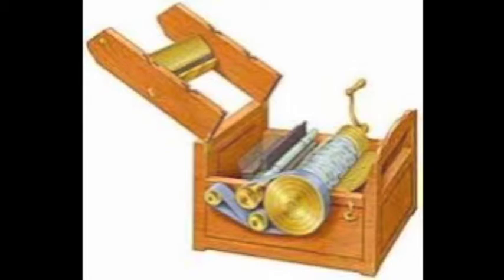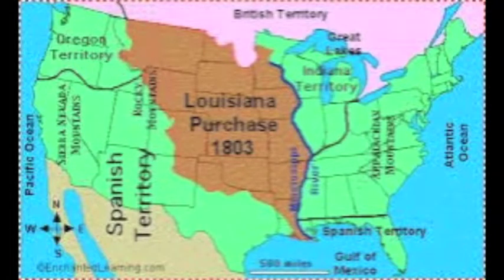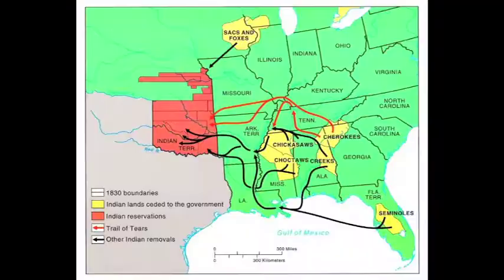Then the invention of the cotton gin just before the beginning of the century, which was instrumental in dramatically increasing the production of cotton. Then the so-called Louisiana Purchase, or we could say Louisiana Sale, which added 1/3 of the continent to the United States. And then the Indian Removal Act of 1831, whereby all Native Americans living in the south of the United States were forcibly removed to Oklahoma.